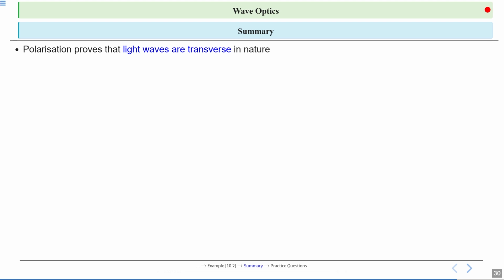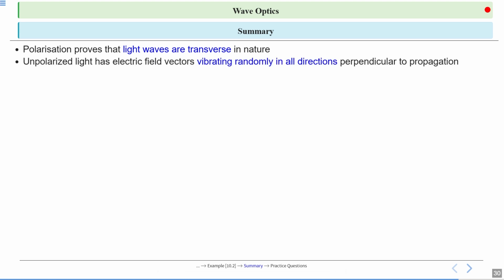So to summarize everything that we have studied in today's lecture, let's have a brief look at the summary points. Polarization demonstrates that light waves are transverse in nature. This means that the oscillations of light waves occur perpendicular to the direction of wave propagation. Let's explore how this property of light is crucial in understanding its behavior.